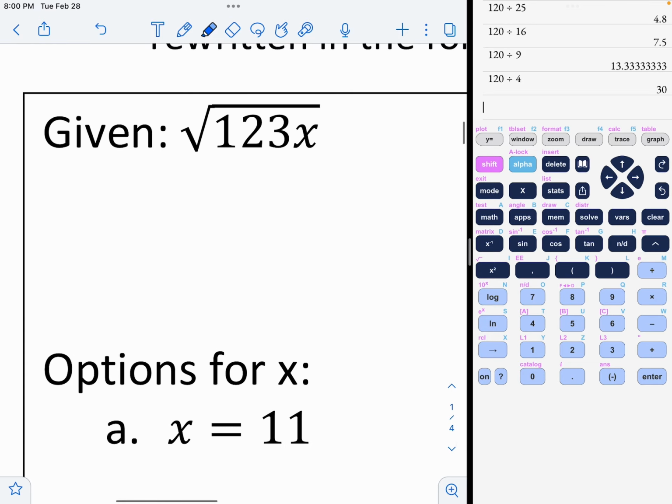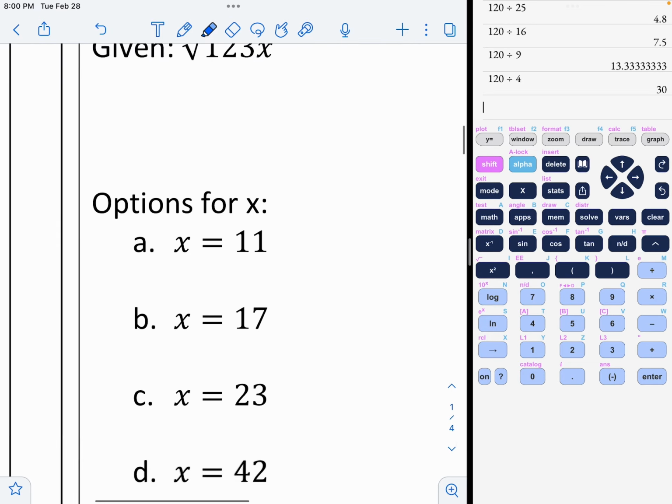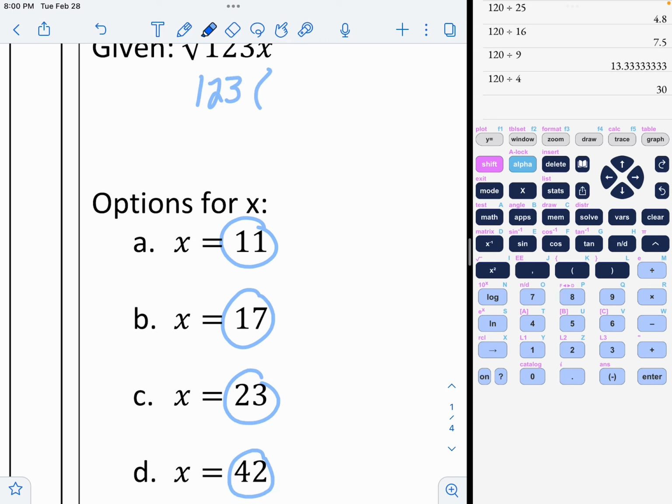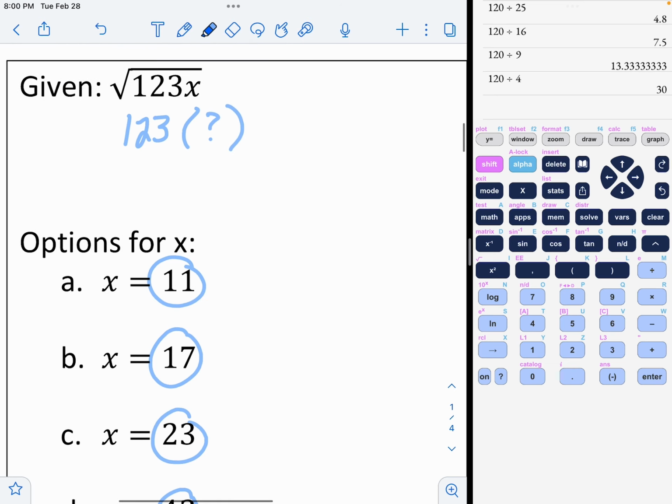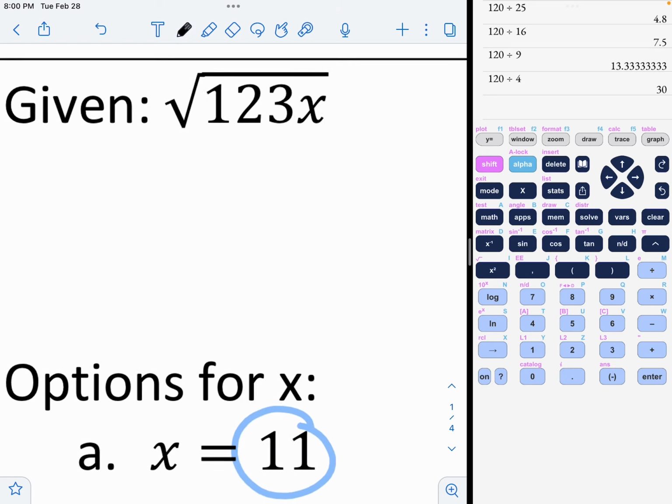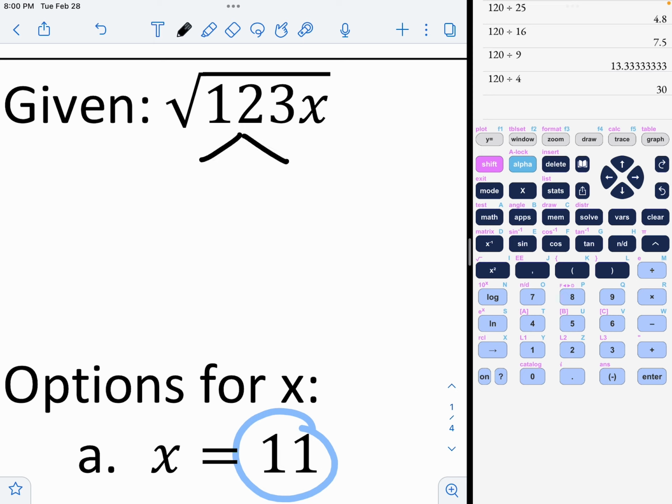In other words, I need to know, out of these multiple choice answers, which one would I multiply 123 times so that I end up getting something along the lines of 5 squared to 6? So I have whole numbers, not necessarily those whole numbers, but that I get whole numbers and that it reduces. So my best way to do this is to break 123 down into its prime factorization.